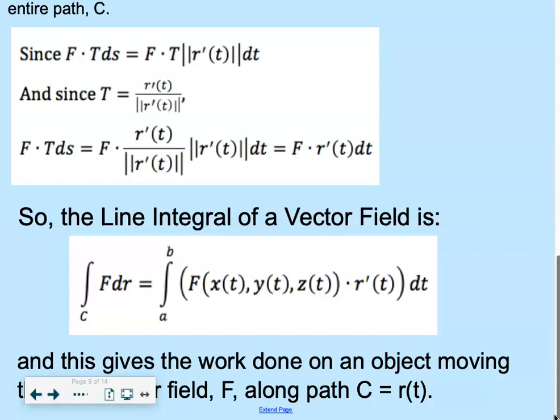If you have this parametrically defined in terms of t, think of dr as r prime, the derivative of r. So it's really the dot product of F and r prime dt if everything's defined in terms of t. Think of it as F dot r prime.